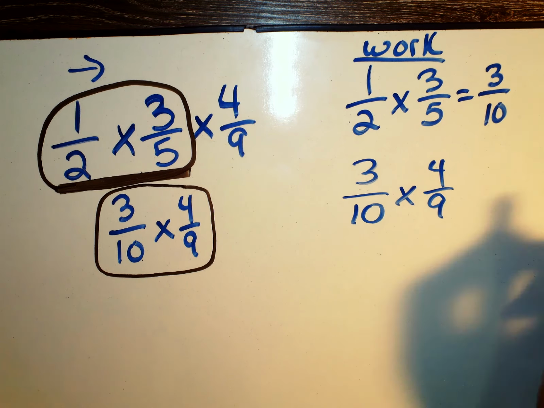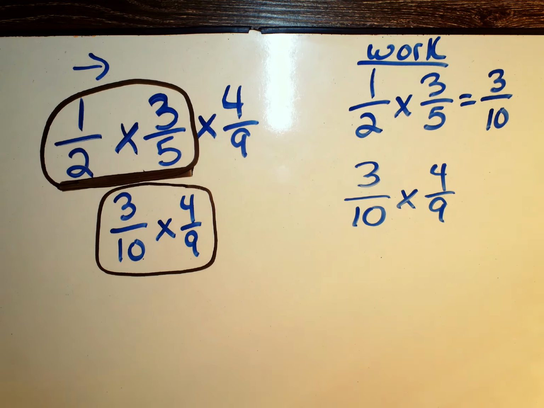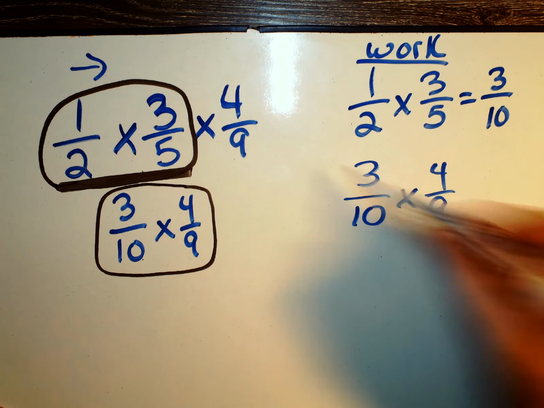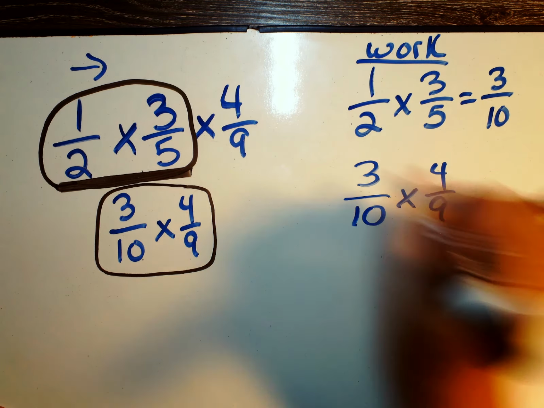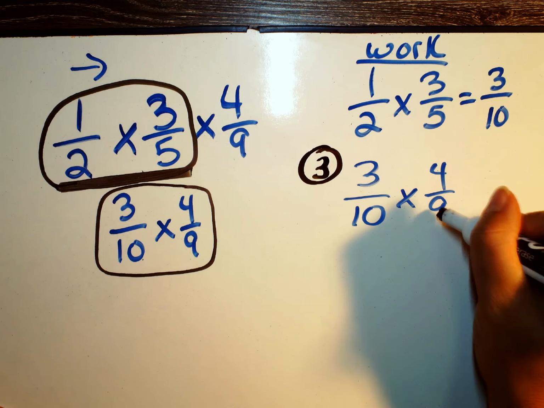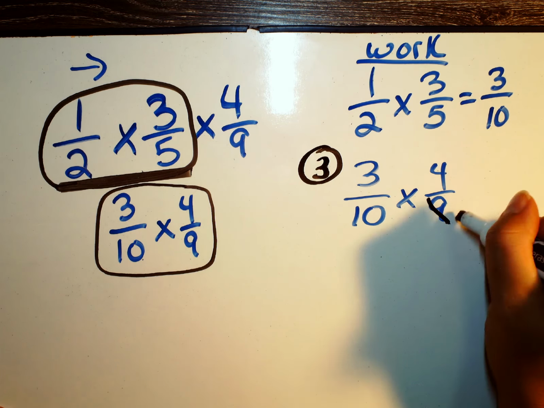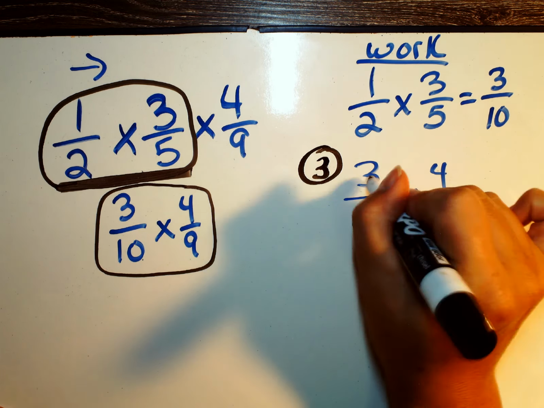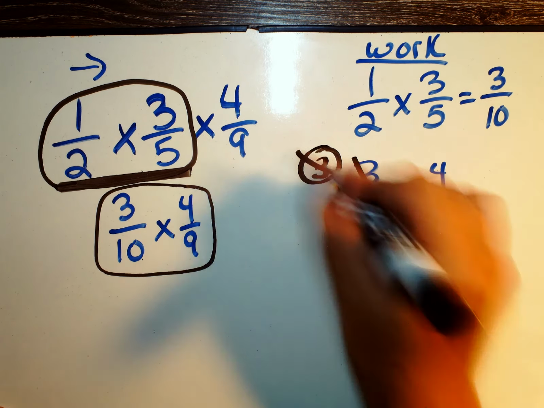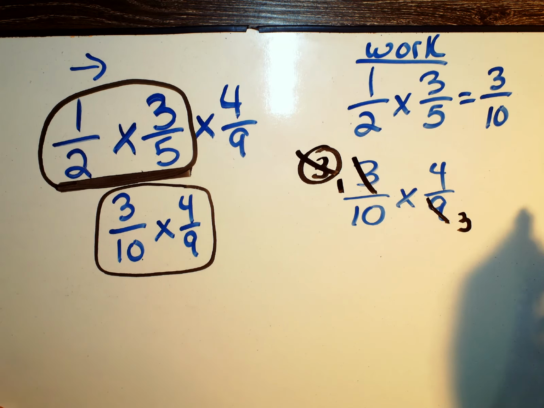So I'm going to write 3/10 times 4/9. Here it looks like we can cross cancel in two places. So what number goes into both 3 and 9? That number is 3. So we're going to write a 3 here. So 9 divided by 3 gives me 3, and 3 divided by 3 gives me 1. So this 3 is gone now because we don't need that anymore. That's just to show us what we're dividing by.